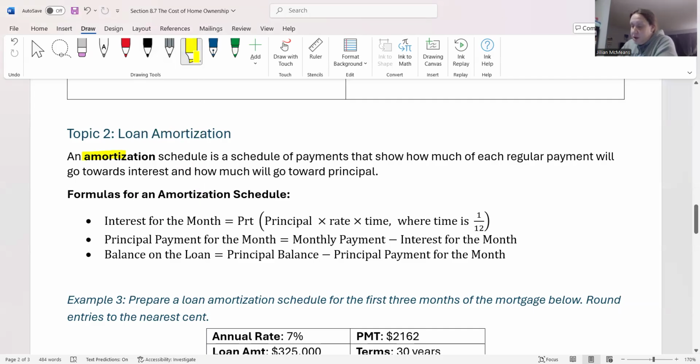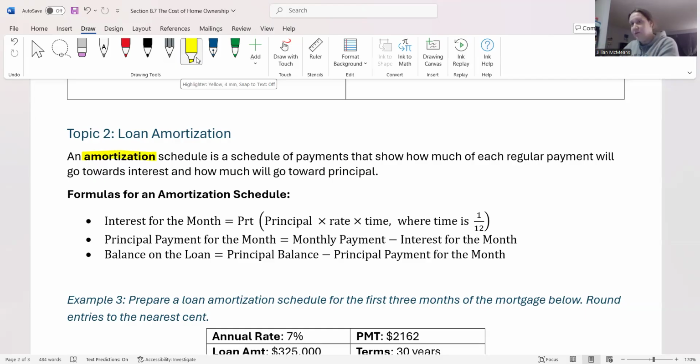So, an amortization schedule is a schedule of payments that show how much of each regular payment will go towards interest and how much will go towards principal. Okay. So, one of the things that we've noticed with the mortgages and with the cars, but more so with the mortgages, is just how much interest you pay. When you see the amortization schedule, you'll see why this can be so much money, because at the initial points, at the start of the loan, when you look at each payment, much more of that payment is going to interest than it is to principal.